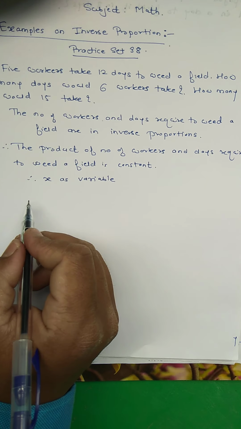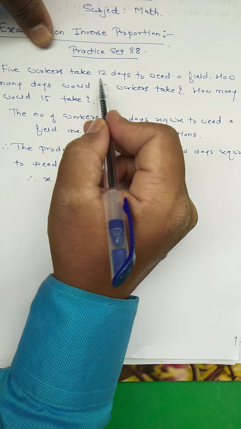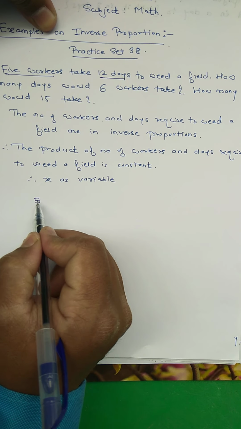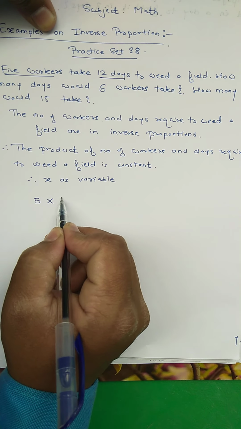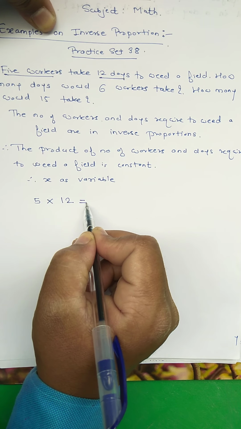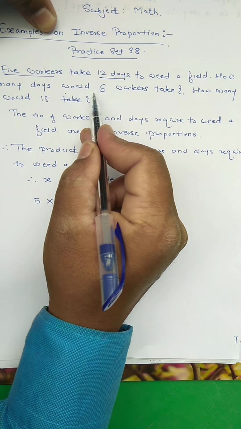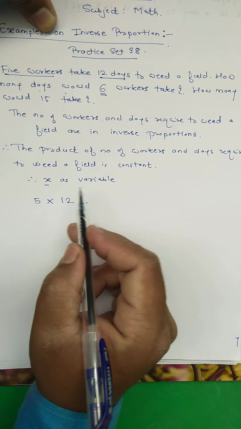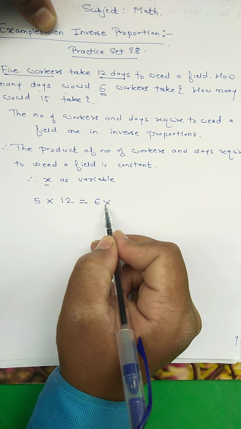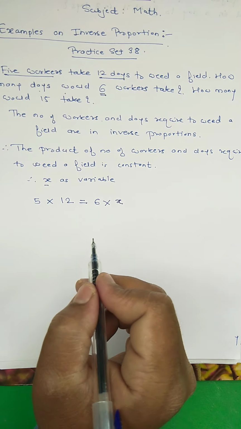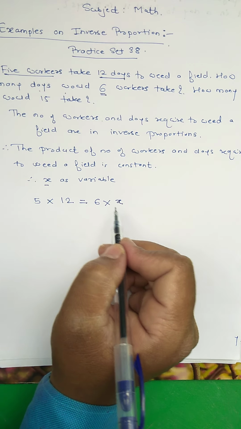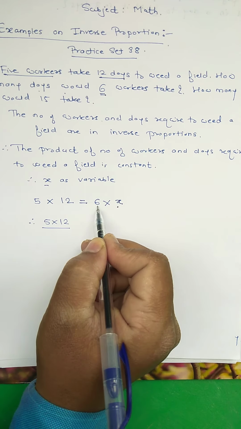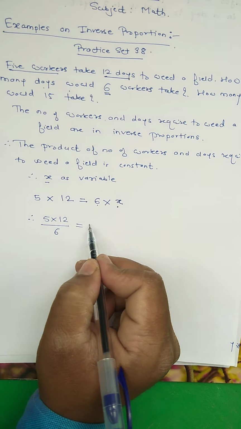Okay, so how to solve this problem? First, the product is constant, so in the first case it is given 12 days and 5 workers. So 5, that is the number of workers, into number of days required, is equal to, in the second case, if 6 workers are there, then we consider the number of days as x, a variable. So number of workers in the second case, 6, into number of days required to weed a field that we want to calculate, and we consider x. Okay, so 5 into 12, divided by 6, is equal to x.